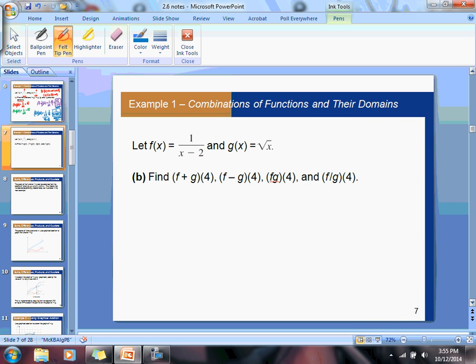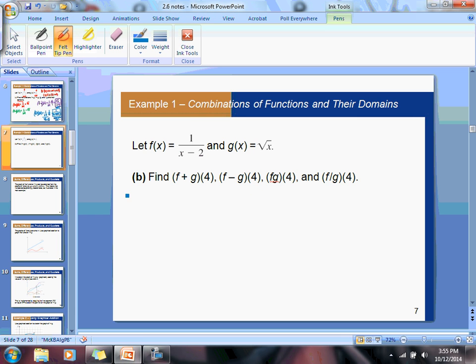Okay, then for the other part of example 1 here, part B, they want us to actually evaluate our functions. So those 4 functions that we found on the previous slide we're now going to use, and we're going to substitute in 4 for each of them.